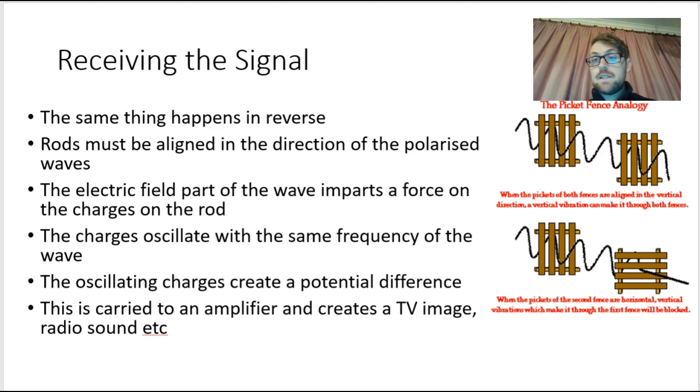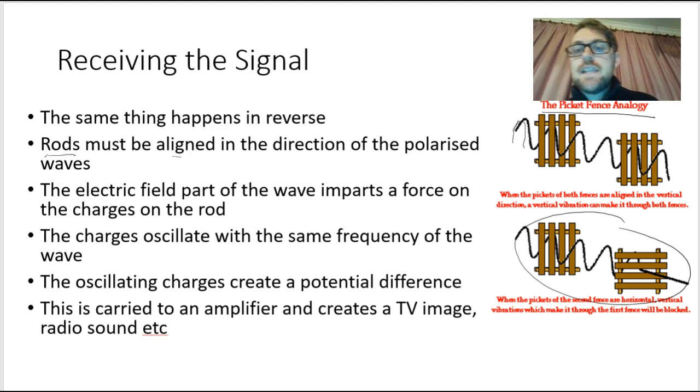All right, so when we're receiving the signal, we use this picket fence analogy. If we've sent a signal up and down, it fits through the picket fence when we're transmitting it. When we're receiving it, we need to receive with an antenna in the same direction so it can go through. If we don't, it just gets muted out like this. So the receiving rods must be aligned in the direction of the polarized wave. We say waves are polarized in the direction of the electric field.